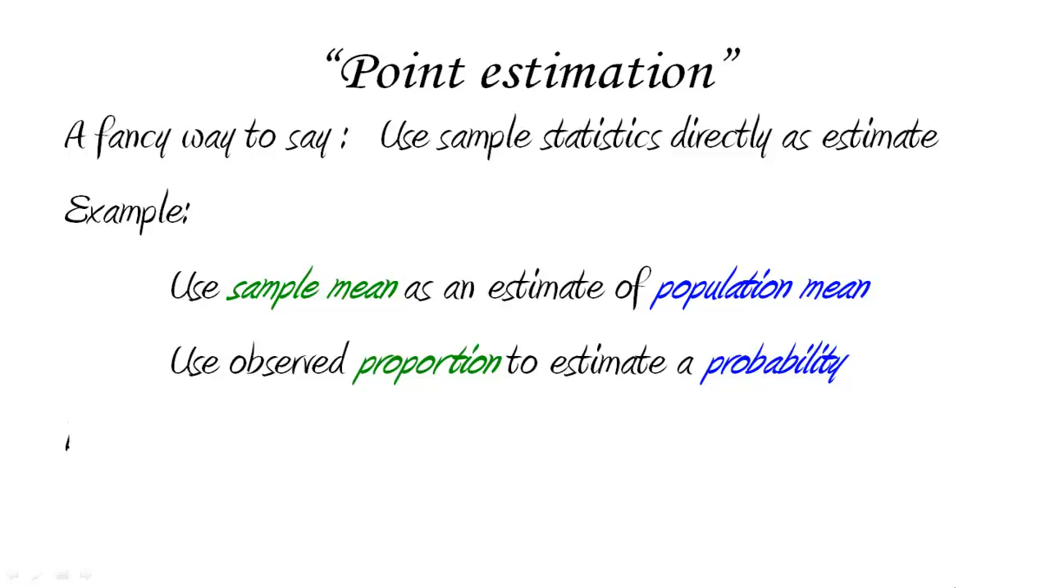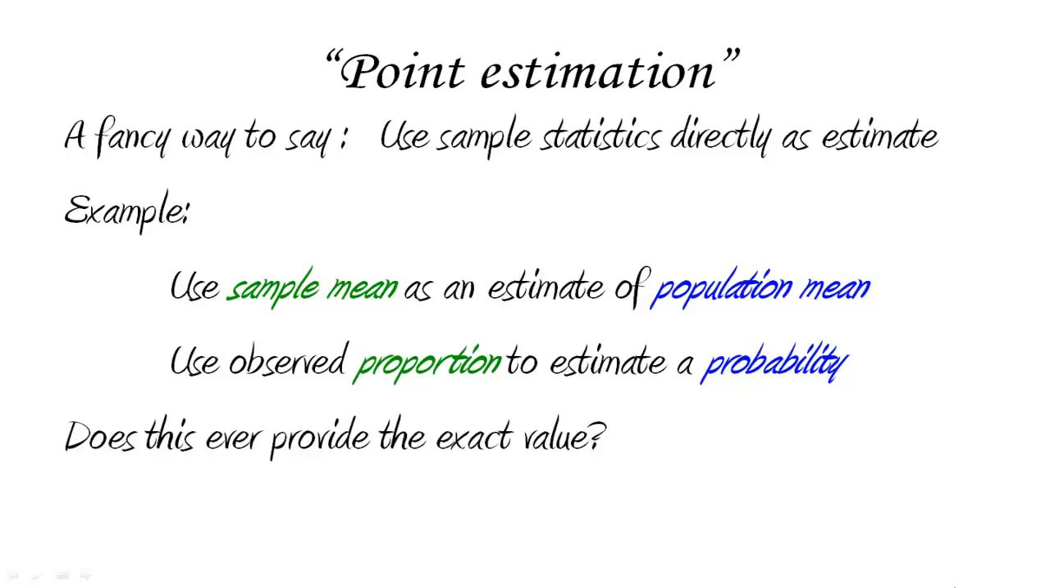But there is a big question here. Does this ever provide the exact value? We're looking for the population mean, the mean of the whole population. Do we ever get that value exactly just by collecting one sample? Well, as you know, probably not. There is all kinds of random variability going on with sampling, and so in general, we don't expect a sample to be as accurate as perfection.